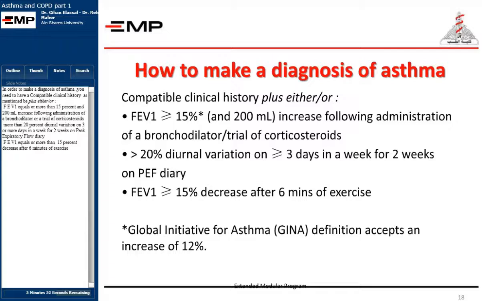Plus either or: FEV1 equal to or more than 15% and 200 milliliters increase following administration of a bronchodilator or a trial of corticosteroids; more than 20% diurnal variation on 3 or more days in a week for 2 weeks on peak expiratory flow diary; FEV1 equal to or more than 15% decrease after 6 minutes of exercise.